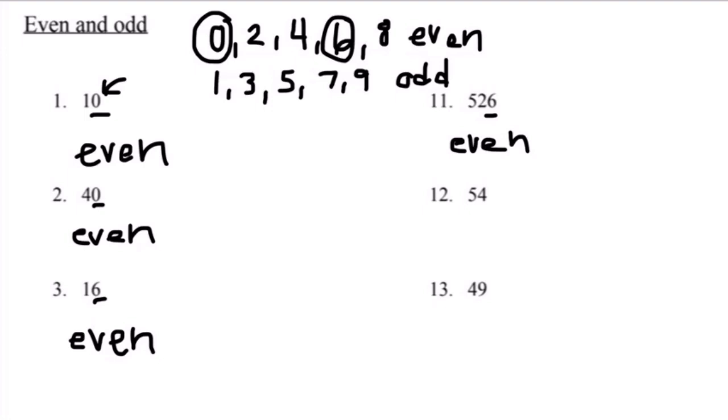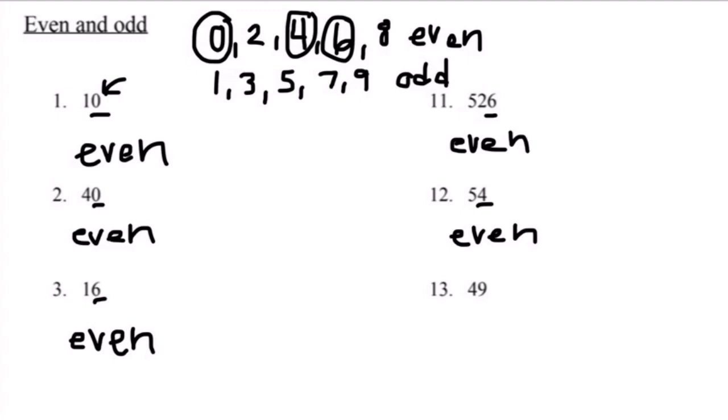Number 12, 54. Our ones value is 4, and 4 is even. Therefore, 54 as a whole number should be even. Moreover, 54 is divisible by 2 because 54 divided by 2 should equal 27. Last but not least, number 13.